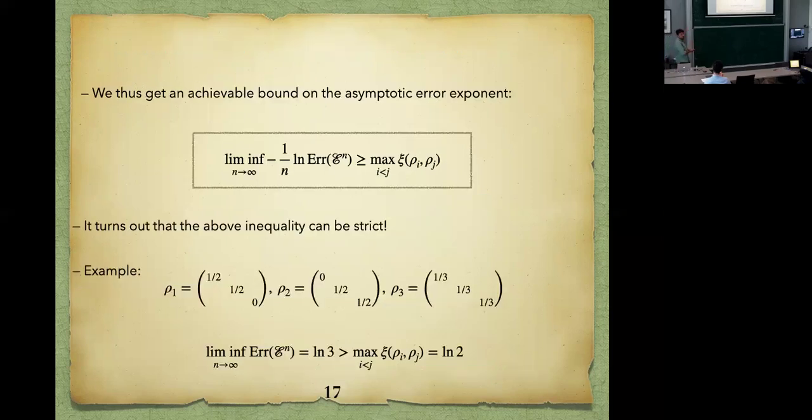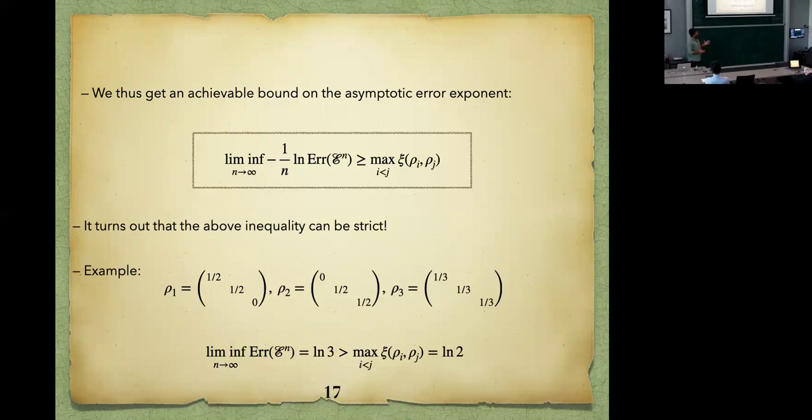So using that last slide, that inequality, we get a lower bound on the optimal error exponent, which turns out to be the pairwise maximum Chernoff divergence of the states. And it turns out that the above inequality can be strict, and this is an example. In fact, it's a classical example. The states are commuting, which shows that that inequality can be strict.